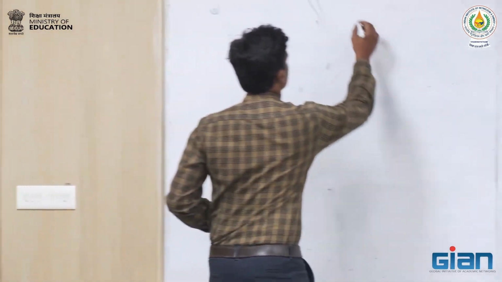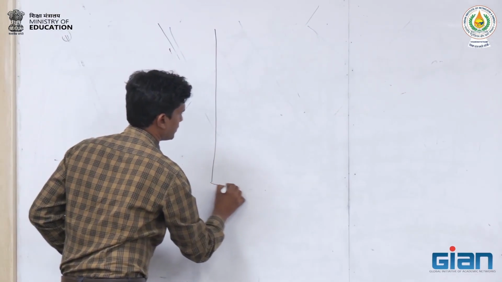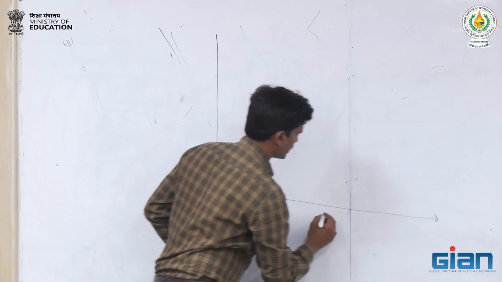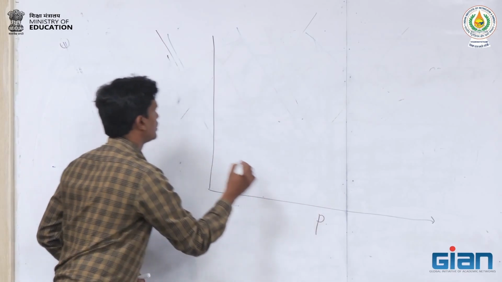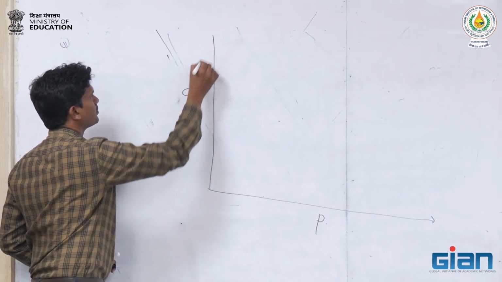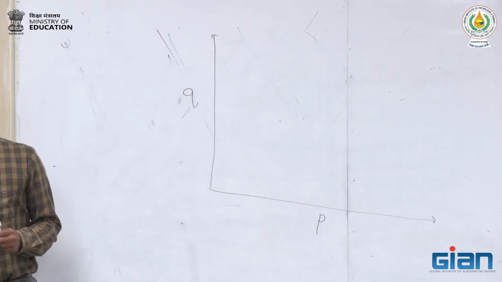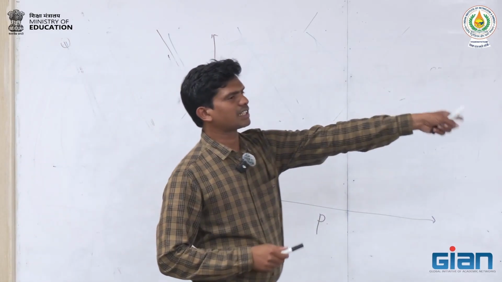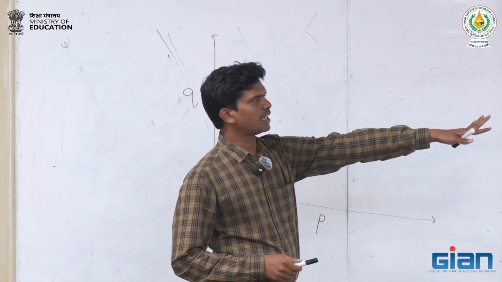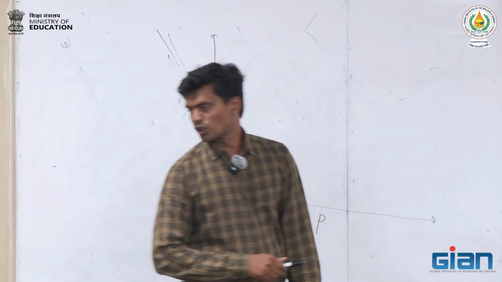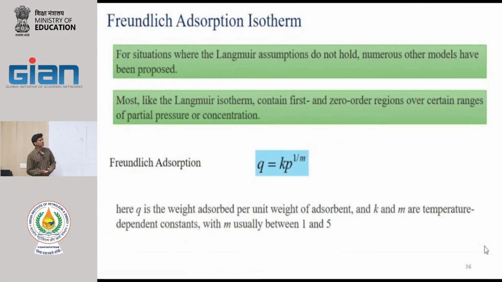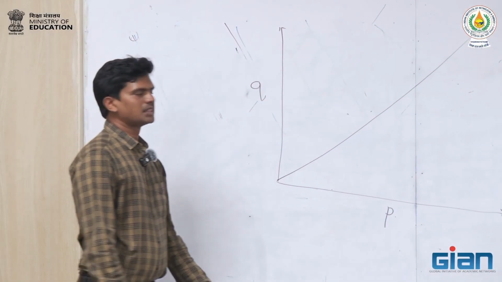So whenever you try to plot a Freundlich adsorption isotherm, what you have on the x-axis is the pressure, and on the y-axis is Q. Because we said that M and K are constants, now you just play around with M. Let's go with M equal to 1, so then it's a straight linear equation, Q equals Kp, so the slope is K.